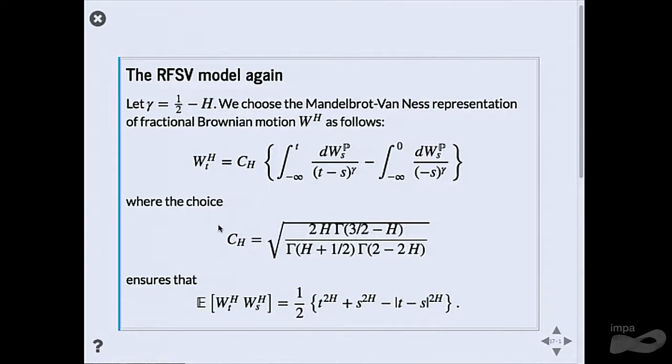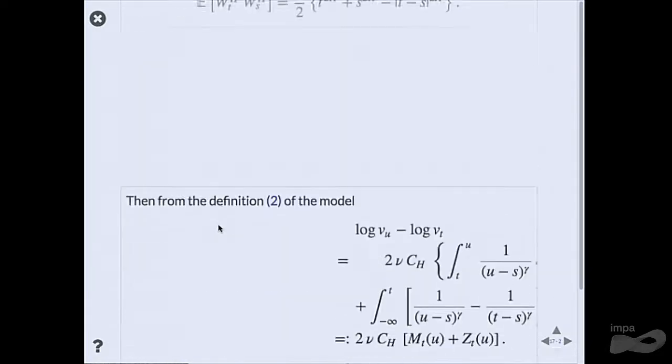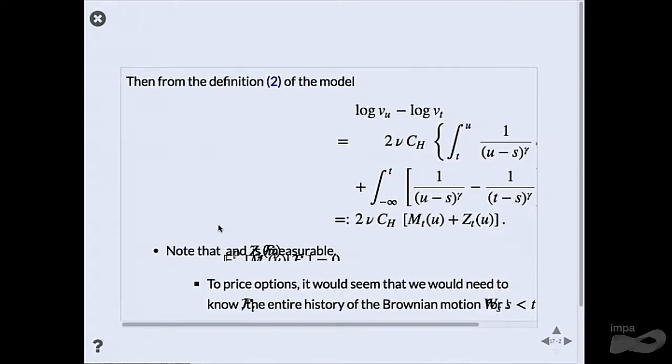So now let's write down our model using this representation, the RFSV model, which basically says the log of volatility is just proportional to fractional Brownian motion. Okay, so we are choosing that. And then we write down.